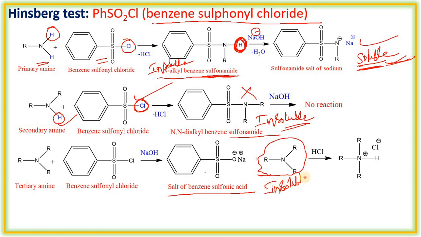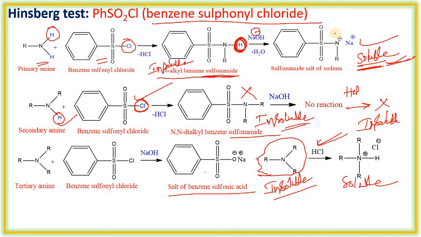First, there is a formation of insoluble substance, that is a tertiary amine. When you treat with HCl, this one is soluble. Suppose if you take secondary amine, when you treat with HCl, this one is insoluble.